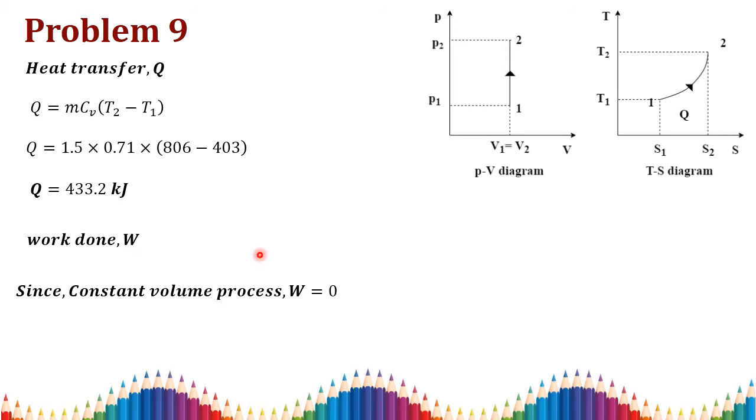Then next one is work done. We already know that there is no area under the PV diagram for a constant volume process. So W is equal to 0 here.